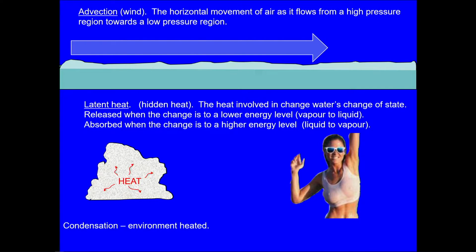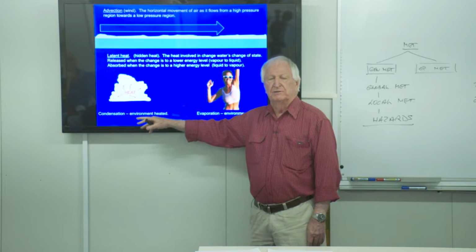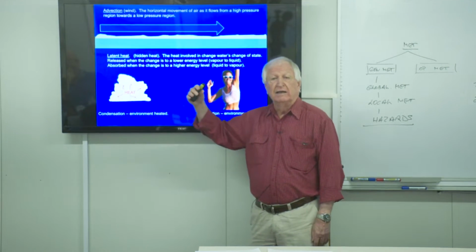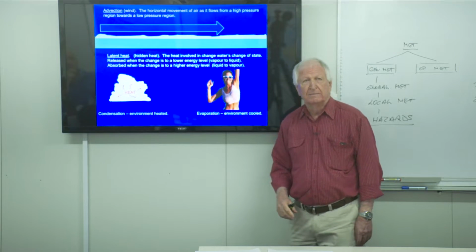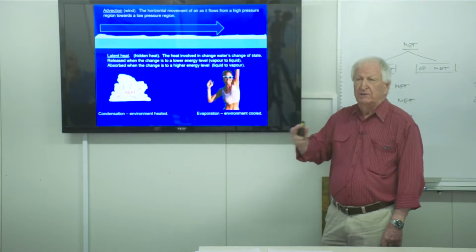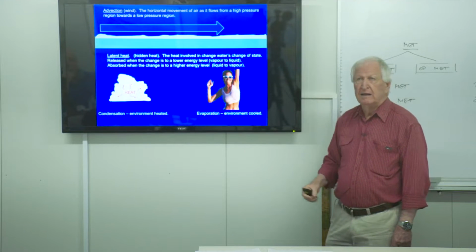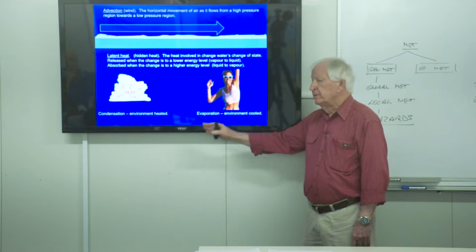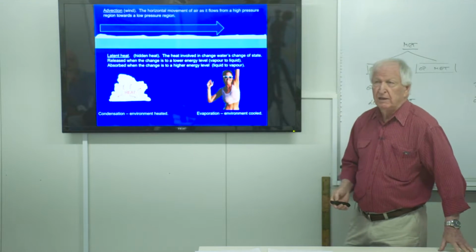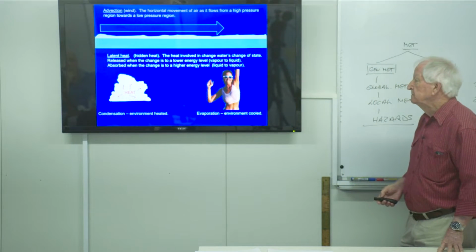Right. So, that's evaporation. In the cloud, we have the process of condensation, heating the surroundings. When the opposite occurs, when the liquid turns back into a vapour, then the environment is cooled by the process of evaporation.